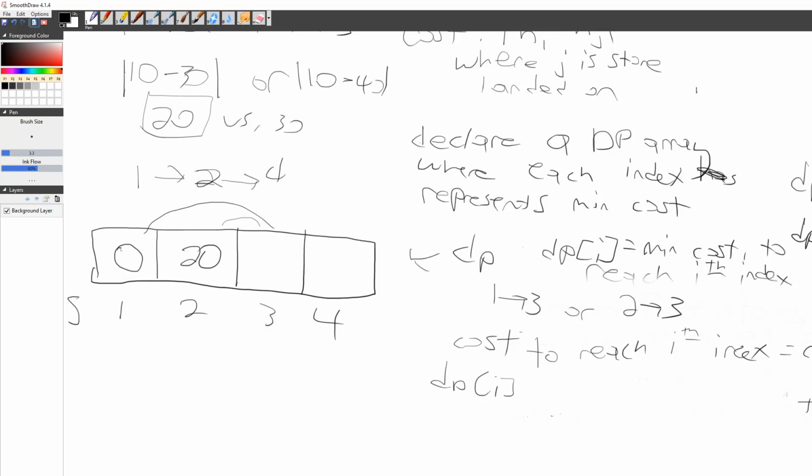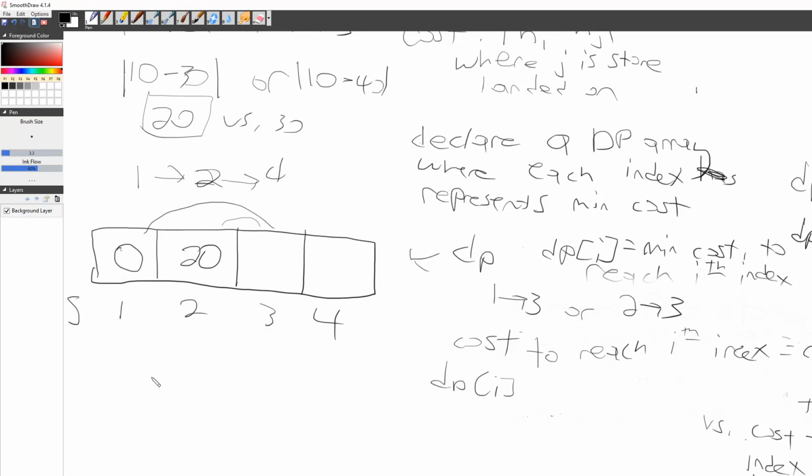Plus the difference, right? The difference of index I minus 1, so plus the absolute value of nums sub I minus 1 minus nums sub I, versus the cost to reach the I minus 2th index plus nums sub I minus 2 minus nums sub I. And we're gonna absolute value this, because at the end when you do dynamic programming, you just want to reduce everything down to a recurrence relation, right? And we're just gonna compare these two and find the minimum.